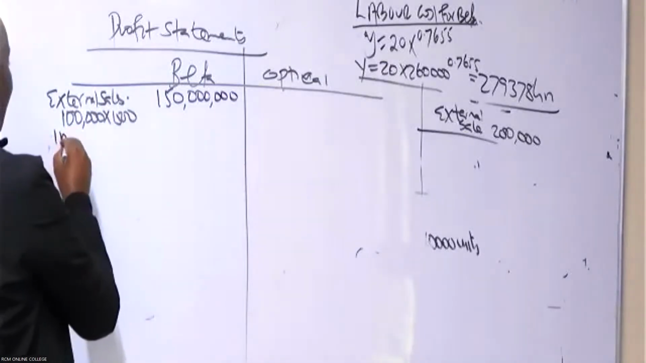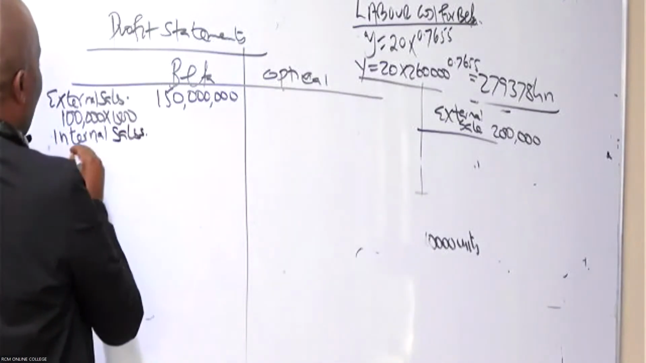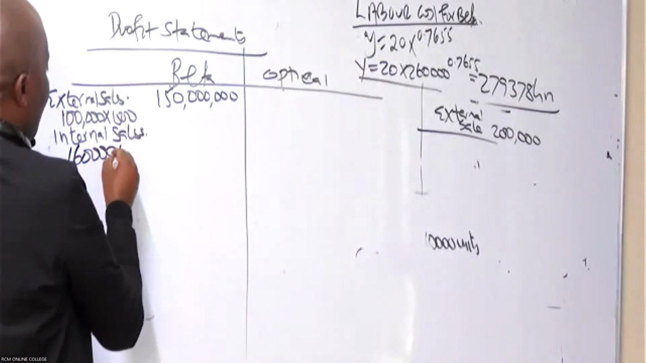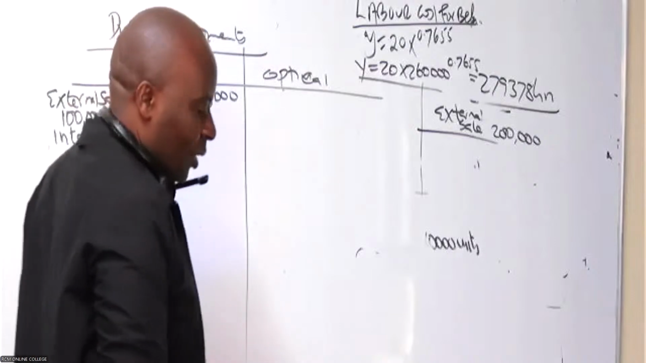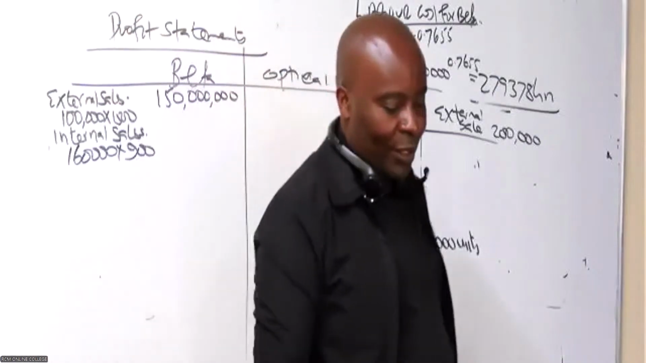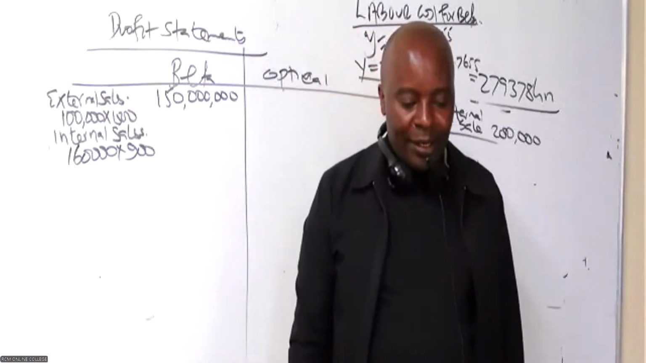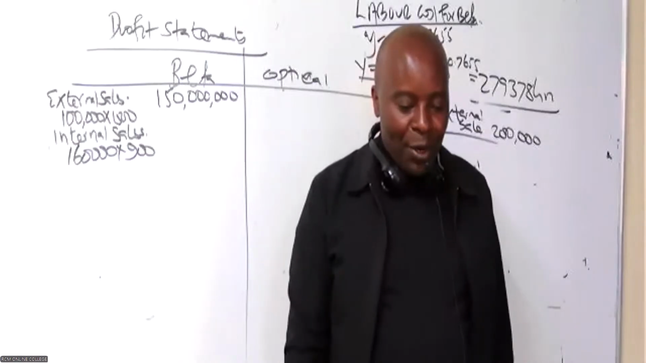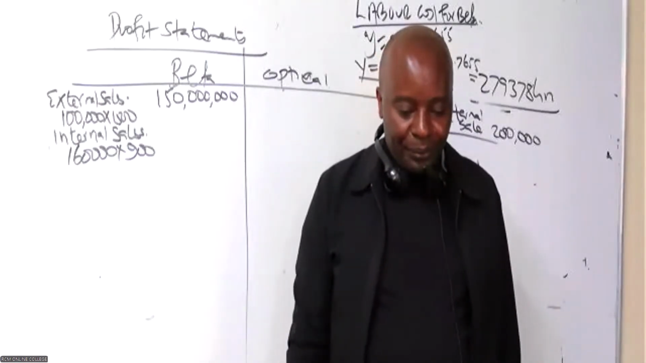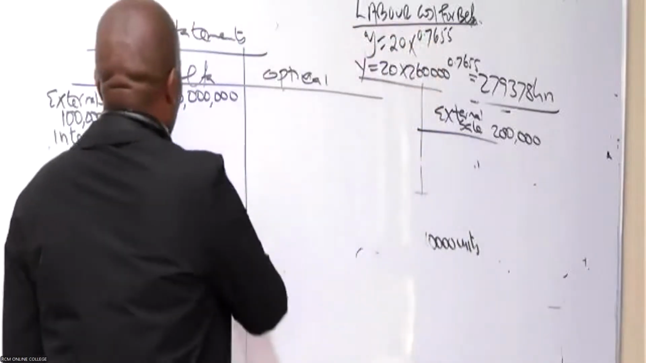Internal sales. It is 160,000 times 900. Because I'm using that diagram. Remember, I already have the diagram. 144 million, isn't it? 144 million.